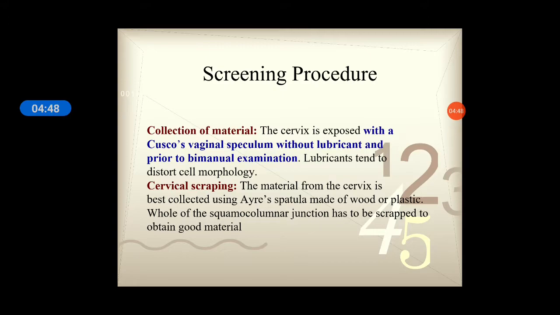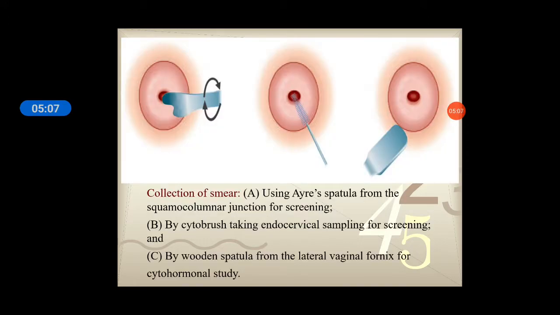So the Ayre's spatula is just a long-shaped spatula made up of wood or plastic. With this spatula, you have to scrape or collect the sample from the squamocolumnar junction of the cervix. See here, the method of collection is given here.